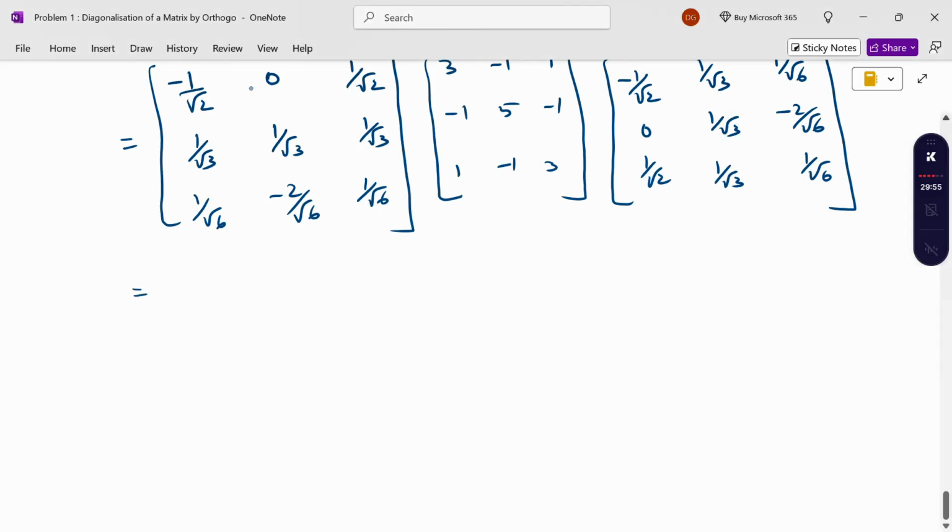When we are calculating this, we will get the solution. The solution is very simple. Whatever eigenvalues you have, they are the diagonal. So 2, 3, 6. This is our 2, 3, 6. This is our answer, the diagonalization. Thank you.